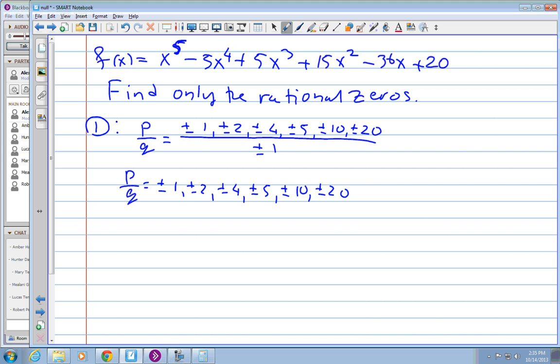I see some of you already graphed it. So what do you think? What is a reasonable place to start?